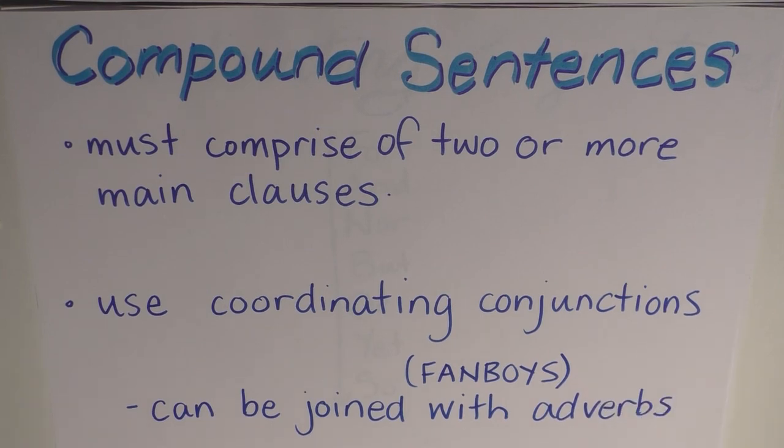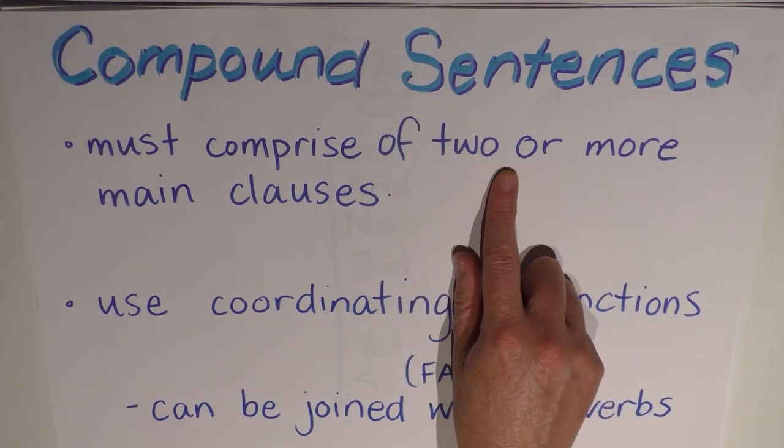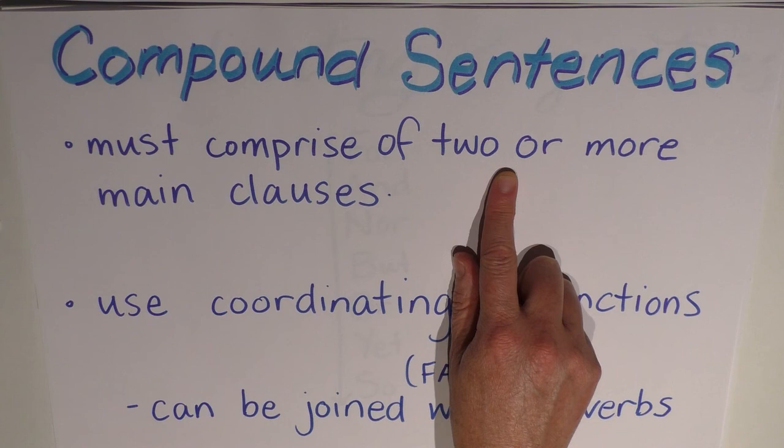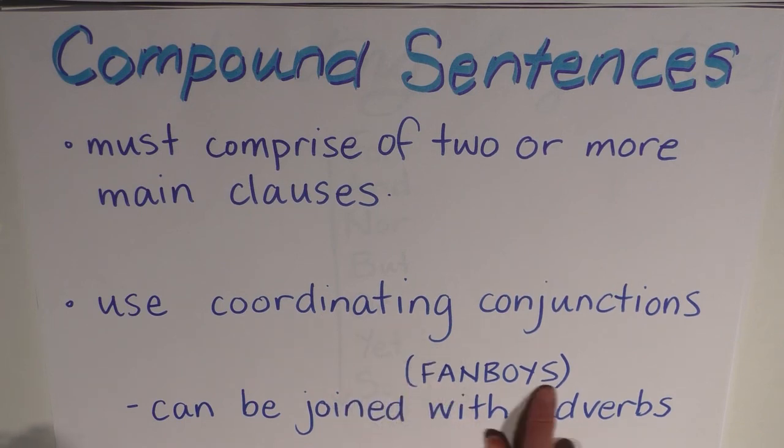Okay, so to summarise, a compound sentence must comprise of two or more main clauses, and we recognise main clauses because they can stand alone. And compound sentences use coordinating conjunctions to join the main clauses, and we can remember this with the acronym FANBOYS: for, and, nor, but, or, yet, so. And also there can be a semicolon and an adverb to join the two main clauses as well. Okay, so let's look at some examples just to make sure that we know what we're talking about.